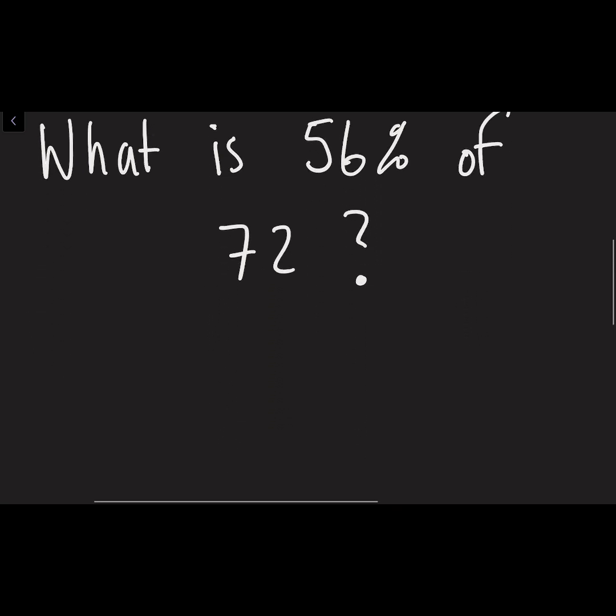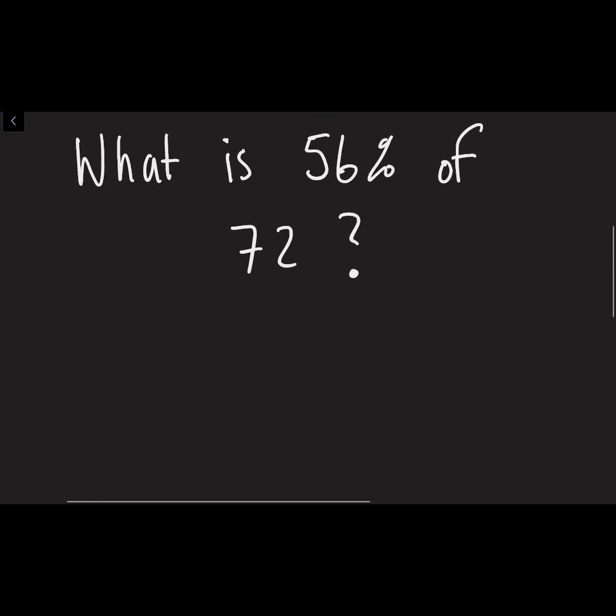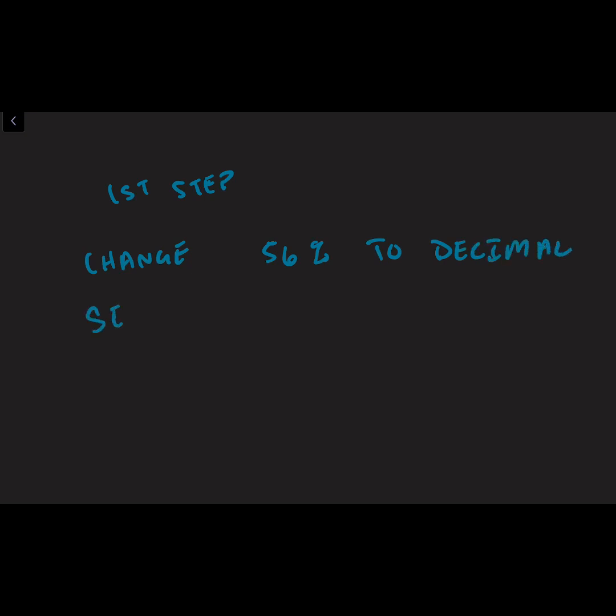We got the example of the day right here. What is 56% of 72? So we go ahead right there. Right now, we got the first step of the day. First step is we're going to change our 56% to a decimal, okay? Change 56% to decimal, and we're gonna set up our multiplication problem. Set up multiplication, all right?